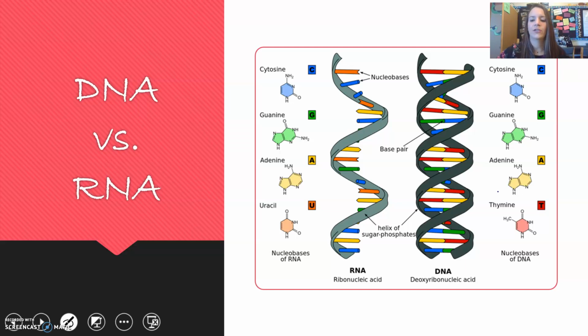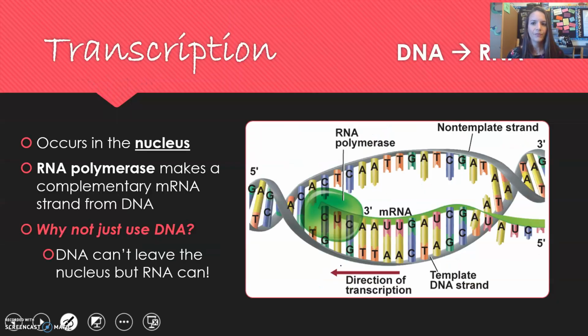So you see DNA is over here on the right, RNA is on the left. DNA has C, G, A, and T, whereas RNA has C, G, A, and U, and then of course RNA is single-stranded and not double-stranded.